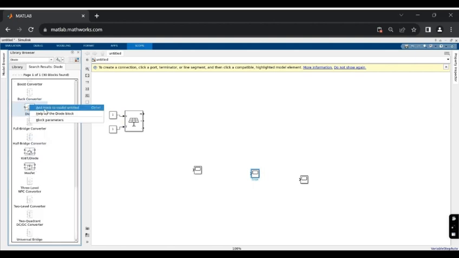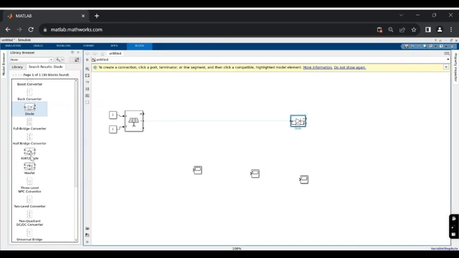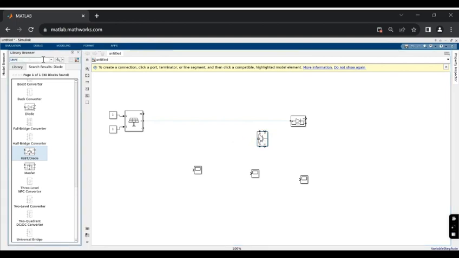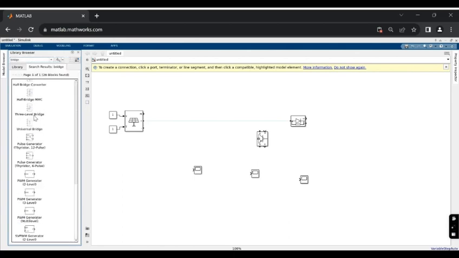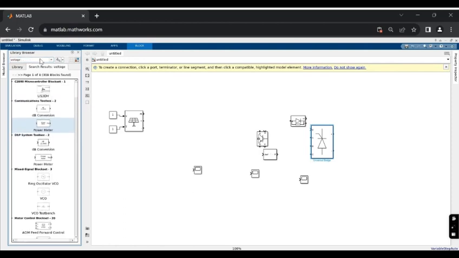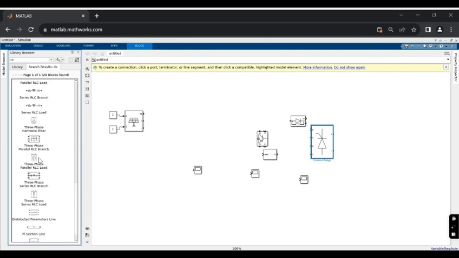Now take the diode and the IGBT diode, which act as the converter. Take the universal bridge, which acts as the converter. We have to rotate it using Control plus I. Take the pulse width modulation generator of two levels, and next take the voltage measurement. The voltage measurement converts the voltage to the range for the PV, pulse generator and scope.